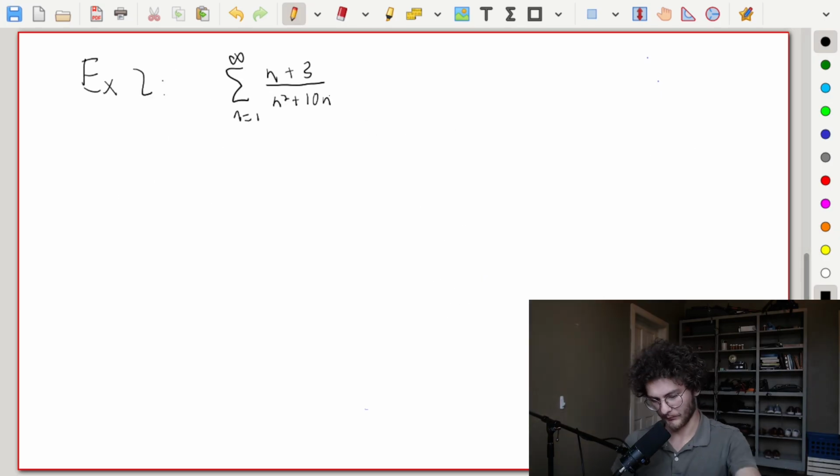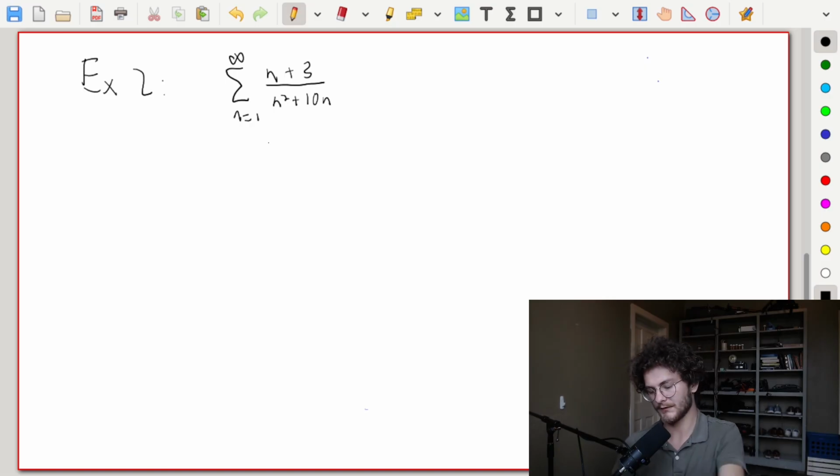So in this example, we're going to use (n plus 3) over (n squared plus 10n), and that's the series from 1 to infinity. So the sum of n equals 1 to infinity of (n plus 3) over (n squared plus 10n). We want to figure out if this is convergent or divergent. Now, the reason I chose this one is because we can use L'Hopital's rule, and I just like going over L'Hopital's rule because it's a very useful cheat to make your life easier, especially if you're like me and an incredibly lazy person.